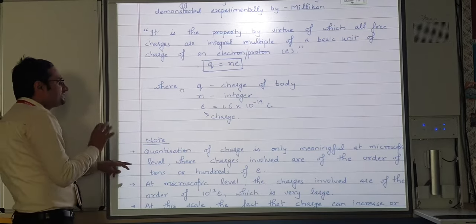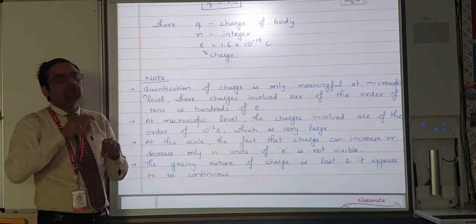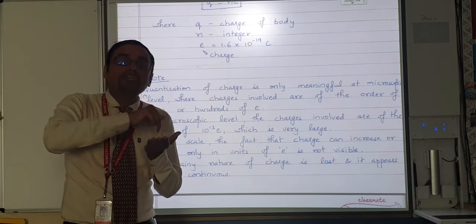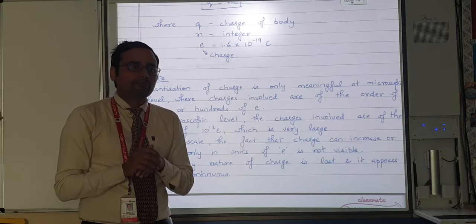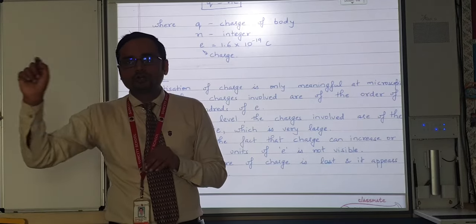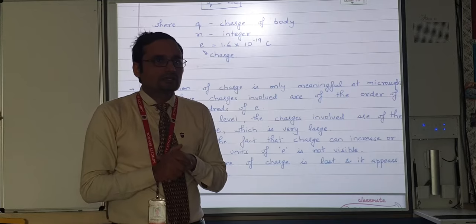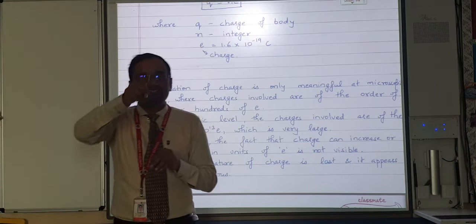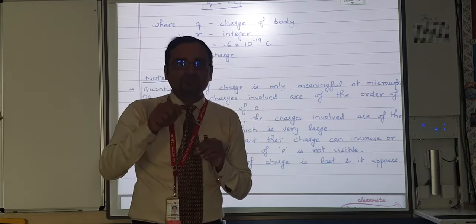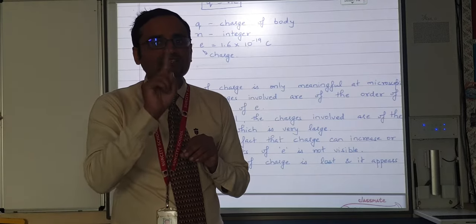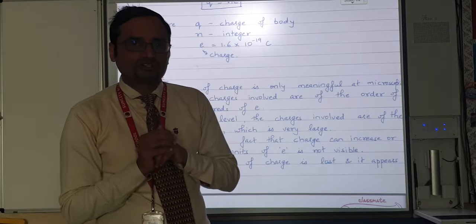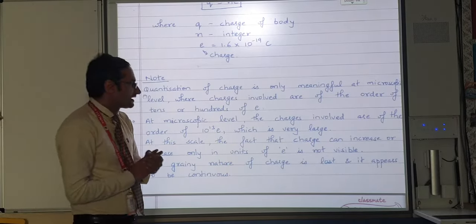Now this quantization of charge is only meaningful at the microscopic level, that is, when we are looking at a very minute level. Let me give you an example. If I make a line with dots, and you are seeing that from a distance, for you it will be a complete line, but when you come closer, you will find it's not a complete line, it's just dots. Your brain has combined the dots. That is the microscopic and macroscopic level.